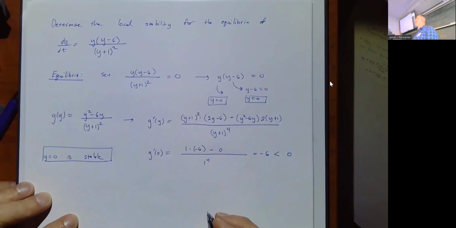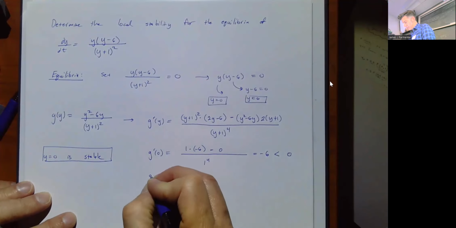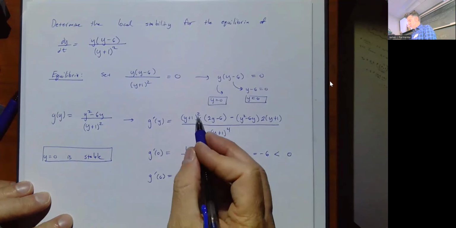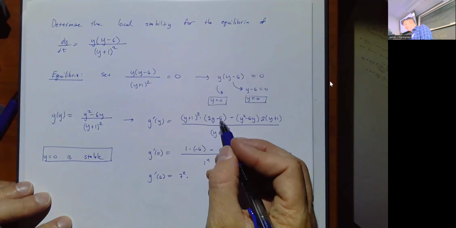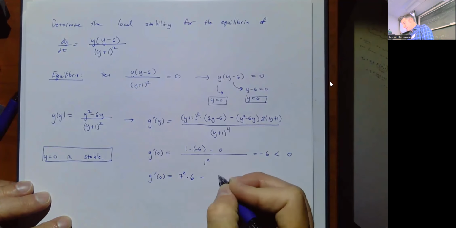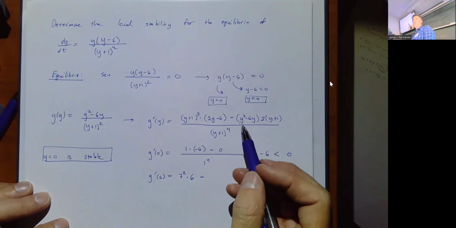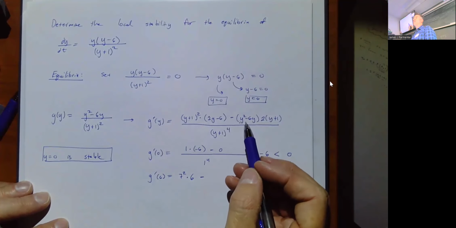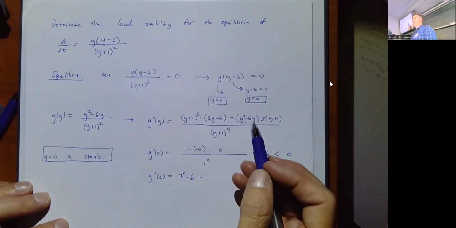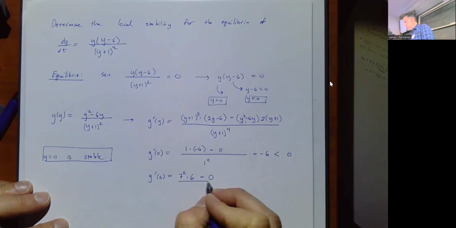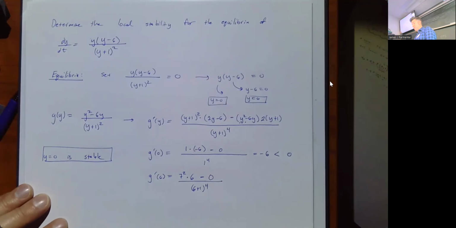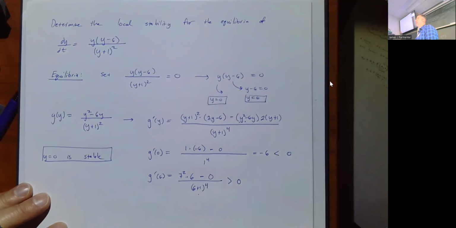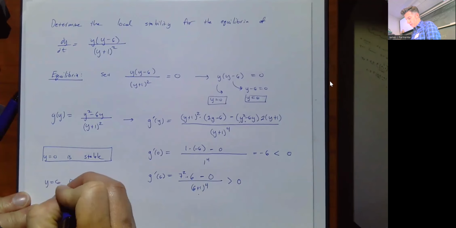Okay, let's look at the other one, which might be harder to deal with. So let's figure out what's happening at 6. So g prime of 6 is going to be (6 plus 1) squared, which is 7 squared, times 2 times 6 is 12, minus 6 is still 6, minus, if I plug in 6 here, if I remember that this was y times (y minus 6), it's still going to give me 0 there. Or you could say 6 squared minus 6 times 6 is 0. So I still get a 0 there. And then the denominator is (6 plus 1) to the fourth. And again, I don't actually care what the value is, but it's certainly a positive number divided by a positive number. That's going to be positive. So we know that y equal to 6 is unstable.